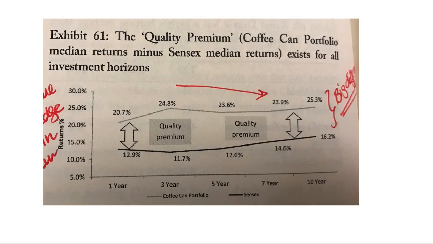And then the second part is the quality premium. If you have a patience premium and also now add to it good quality companies, then you definitely will consistently beat the Sensex on a healthy margin. That was the key learning from this book.